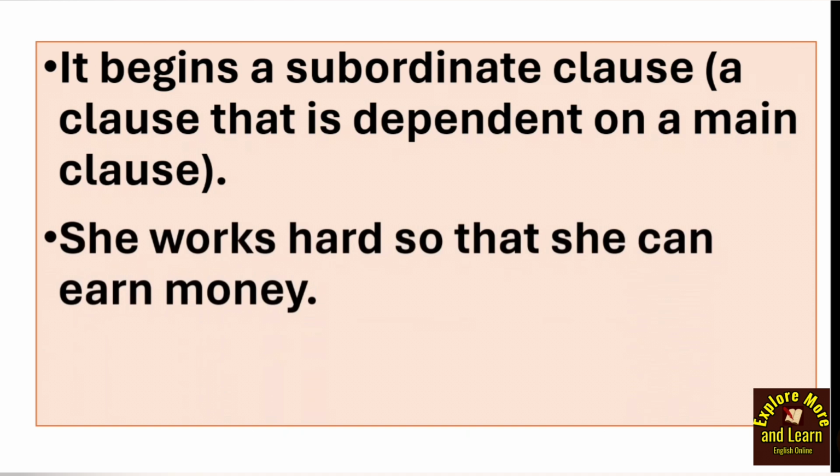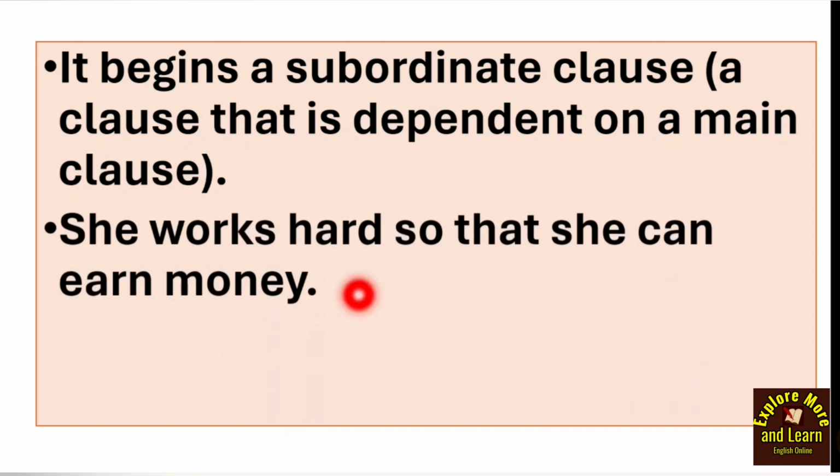She works hard so that she can earn money. Here in this sentence, we have two clauses: she works hard, she can earn money. And these clauses are joined by this conjunction so that. So she works hard is the main clause and this is the subordinate clause, which is dependent on this main clause. So that is showing a reason here. She works hard. Why? So that she can earn money. Alright, so what did you understand? That so that shows the reason.